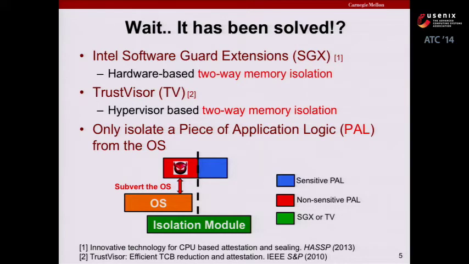Okay, let's look into those systems very carefully. We will find that both Intel SGX and TrustVisor only isolate a piece of application logic, which we call a PAL, which may be the security-sensitive part of the application, from the OS. However, the non-sensitive part of the application is not isolated from the OS. And for that part, it's possible that there are malware or malicious code there, and the malware can compromise the OS if there are vulnerabilities in the operating system.